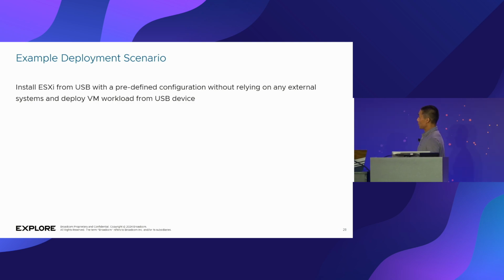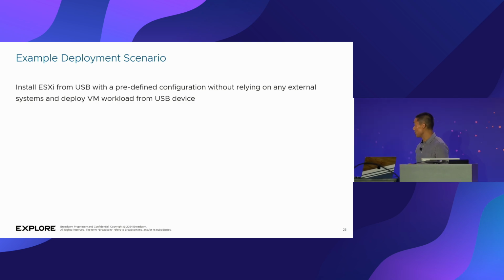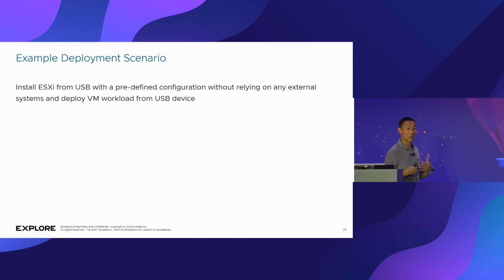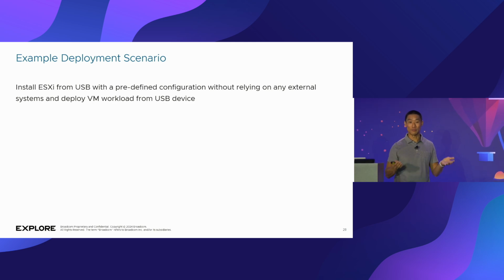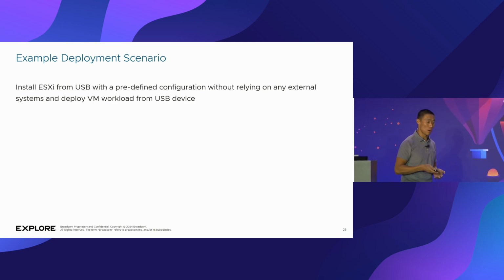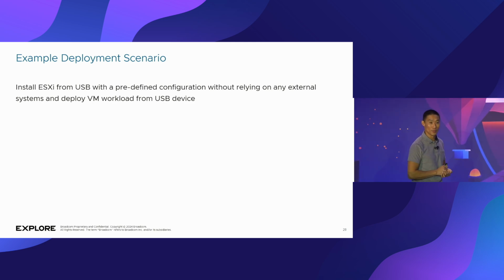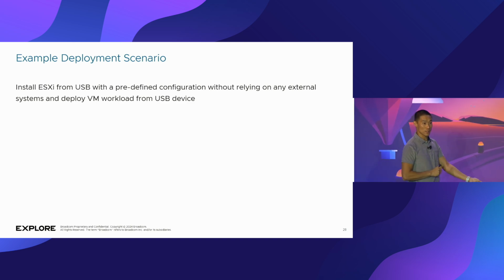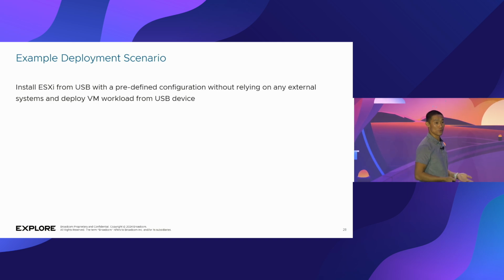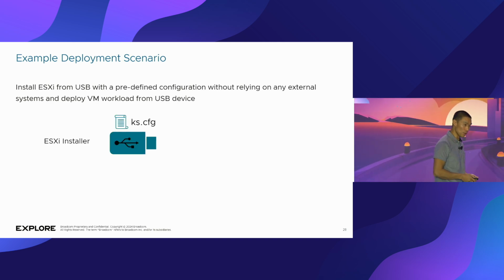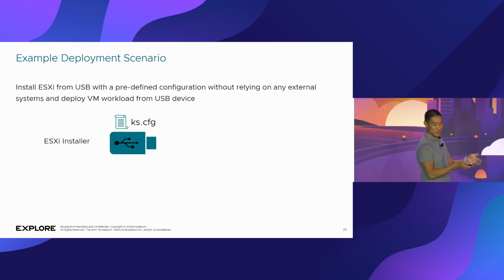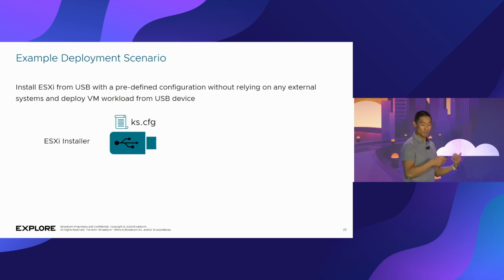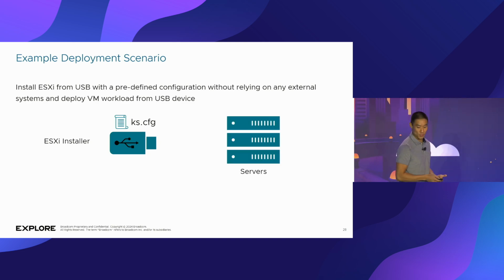Next example is around installing ESXi onto a USB device with a predefined configuration, without relying on external systems, and I want to be able to deploy a set of virtual machines. And this is all coming from the USB device. So there's no network dependency. I'm not only installing ESXi, I'm fully configuring it, but I'm also deploying virtual machines. So the workflow goes something like this. ESXi is on the media. Kickstart, again, is built into that USB partition.